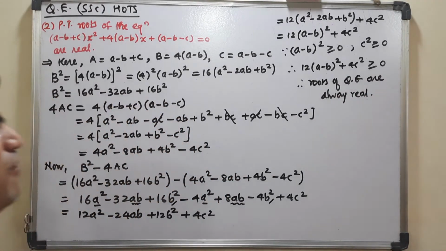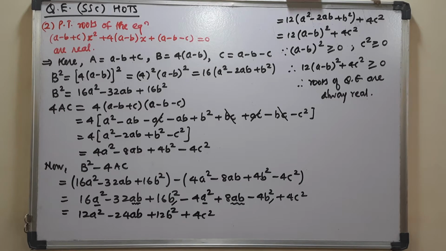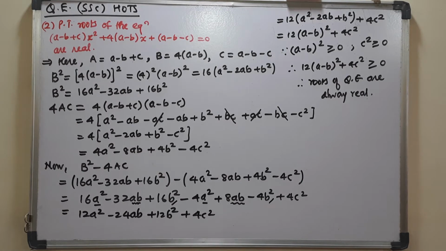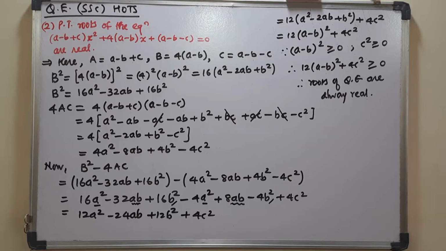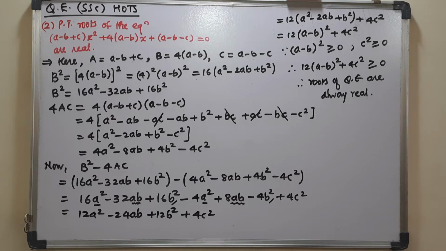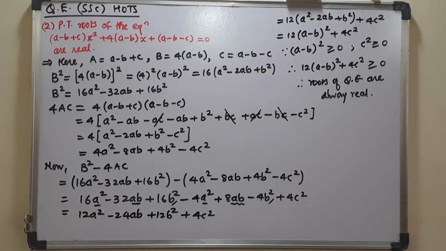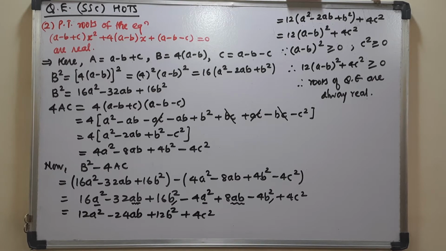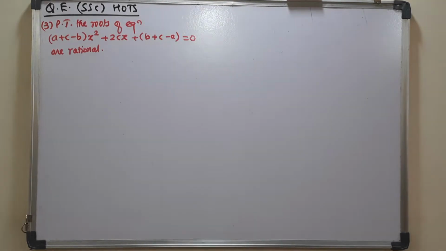Now instead of real, if they ask you rational, the procedure will remain same, but rational roots means b square minus 4ac will be under root, and unless and until it vanishes, you will not get rational root. So let us do one question of that type.